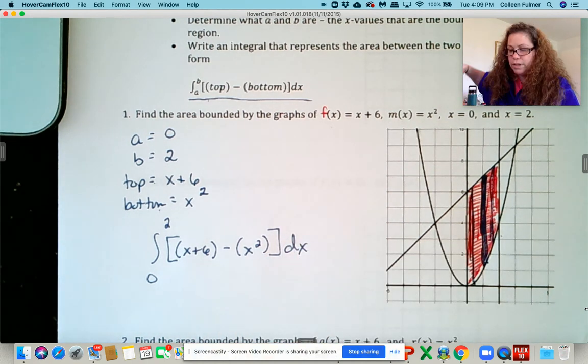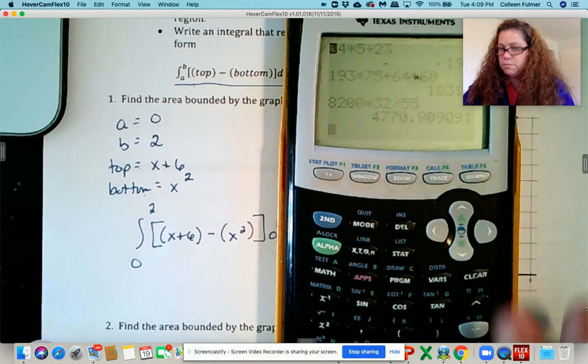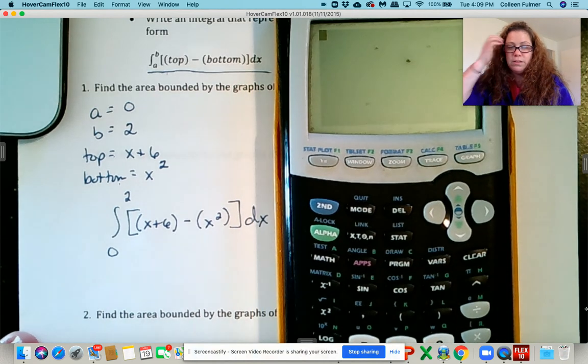And then, I know you all have calculators, because I sent them home with you, which I'm going to need them back at some point.